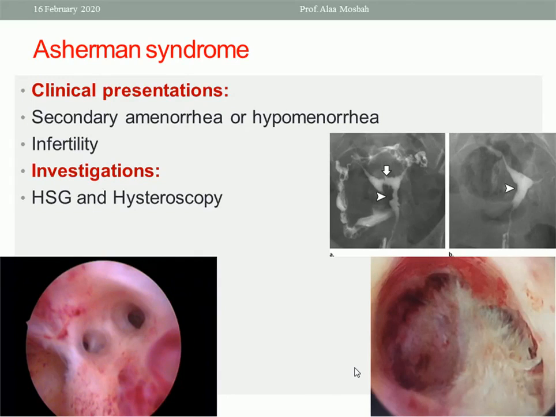Investigation to diagnose is hysterosalpingogram, as in this picture, there is a filling defect here due to intrauterine adhesions. Or hysteroscopy, as thick adhesions here can be seen very well inside the uterine cavity. Also another adhesion, a thinner adhesion here in the uterine cavity.